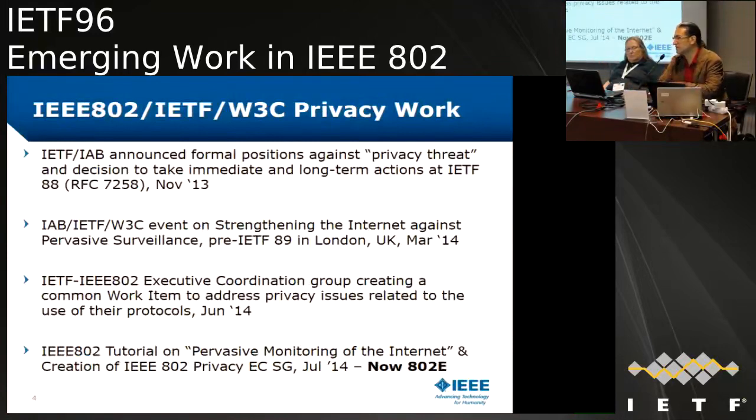So where everything started, I should say, well, privacy has been discussed for a long time, but there was really a peak in 2013 after, of course, the Snowden revelations and different issues that started happening. So IETF and IAB announced a formal position against the privacy threat of pervasive surveillance. Then we had a workshop between the three organizations on strengthening the internet, and we discussed the different things that we could do in each one of the organizations.